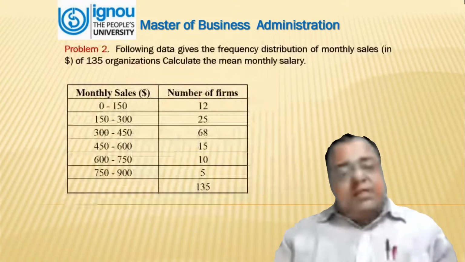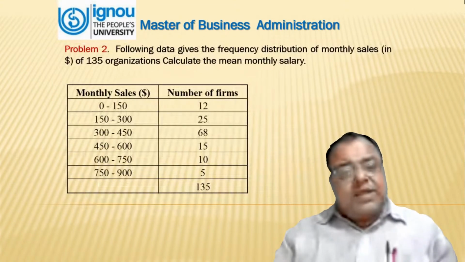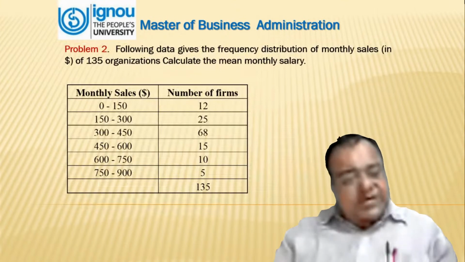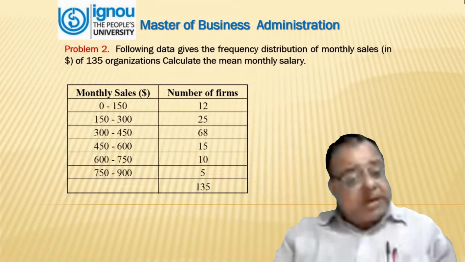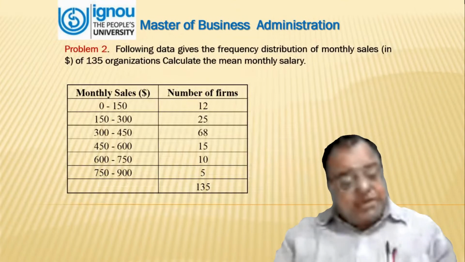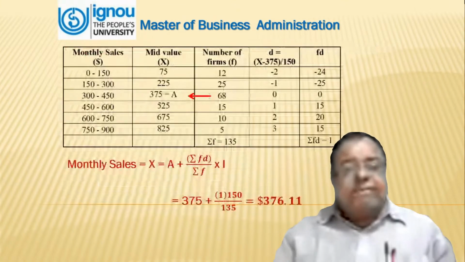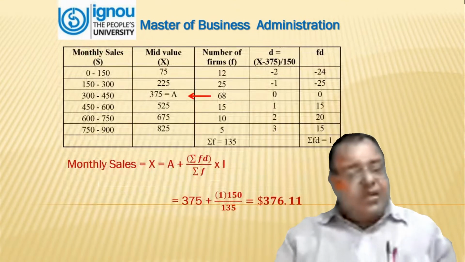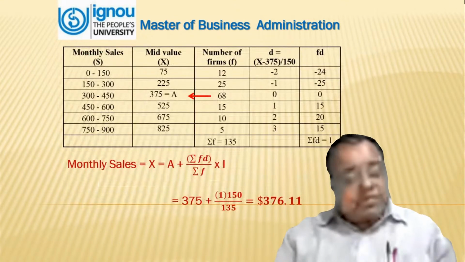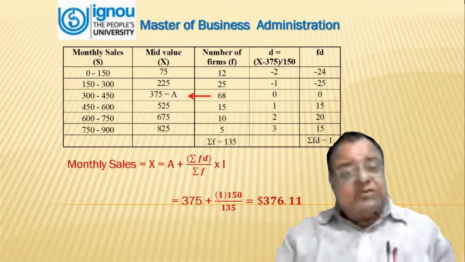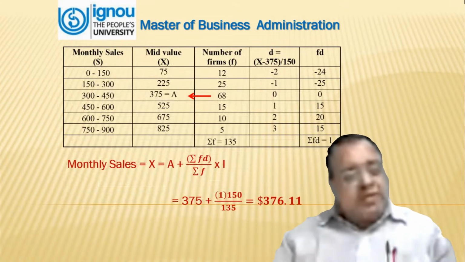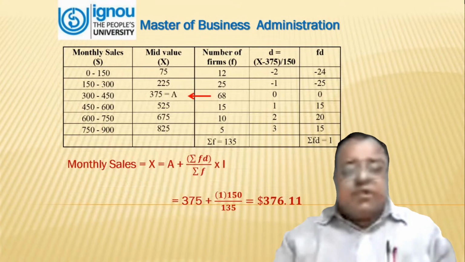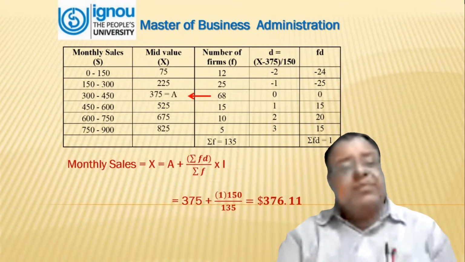Now we have to calculate the monthly mean sales. Now you can see over here that the frequency numbers are big enough, so we will be changing the pattern of solving the problem. Two columns were given to us, that means monthly sales and number of firms. What are the different steps we have to follow? First of all, we have to calculate the mid value. Mid value is calculated as the sum of 0 plus 150 divided by 2. That comes out to be 75.